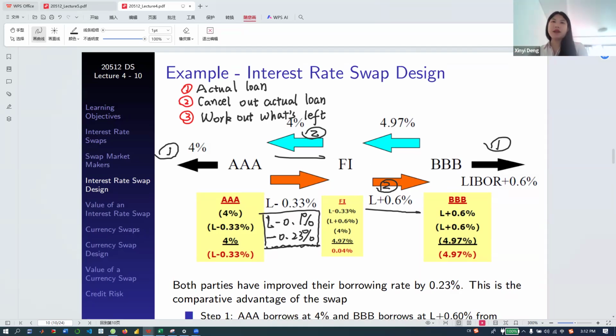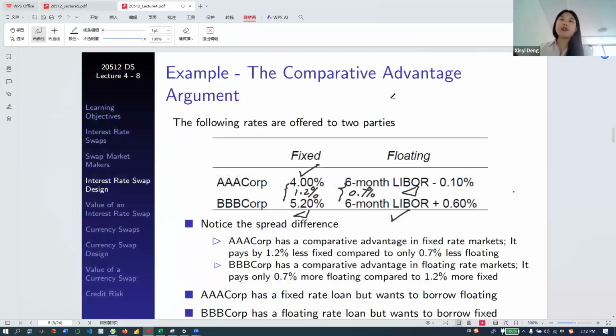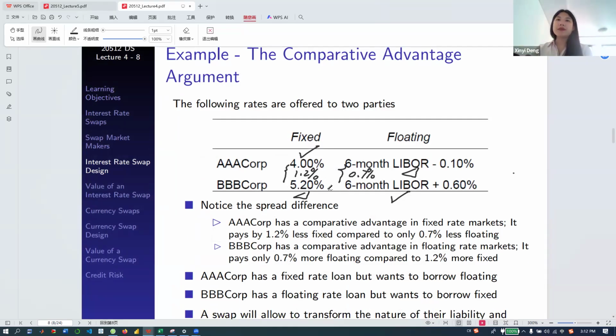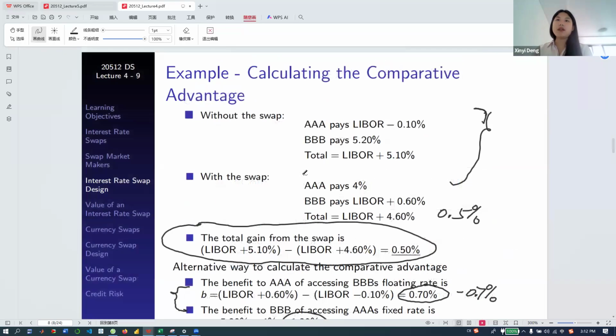Also, I forgot to write that this arrow here, that's a third step. And this arrow here is also part of the third step. So we are working out what's left. So we are splitting the gains, assigning the gains to each of the parties. So if the BBB Corp directly enters into the fixed rate market, the rate they are going to get is 5.2%. So we basically have to subtract the gain from the swap to make that rate cheaper.